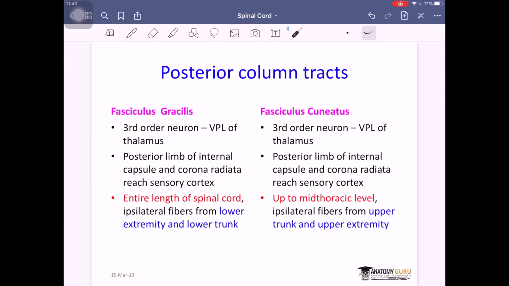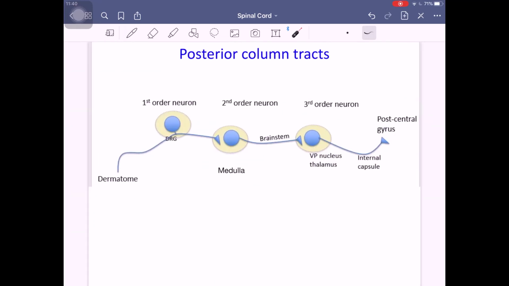I think madam has given once a question like this, an essay question, where she has mentioned one pathway for the upper limb and one pathway for the lower limb. So upper limb is your fasciculus cuneatus, lower limb is your fasciculus gracilis. Clear? So here it is again the same, the dorsal root ganglion, first order.